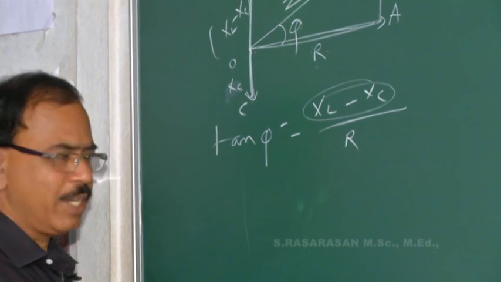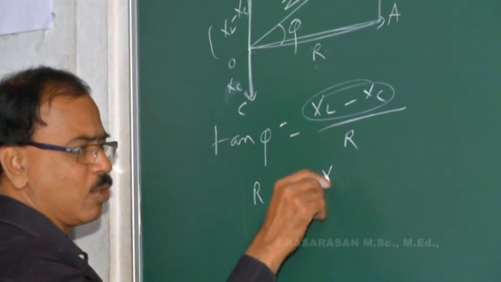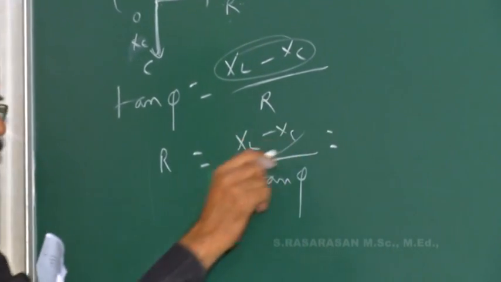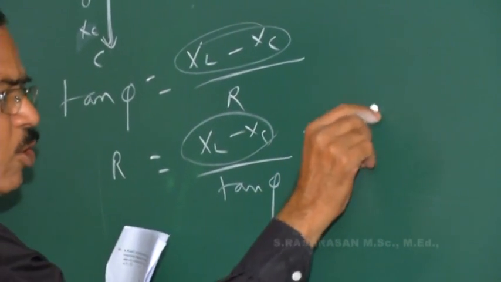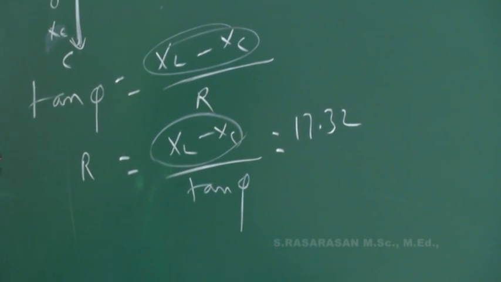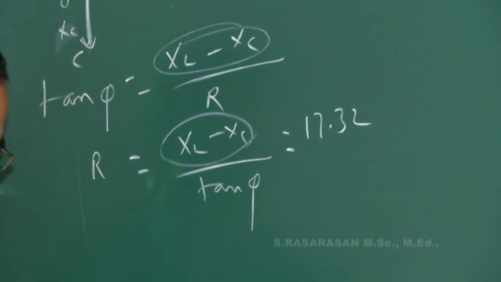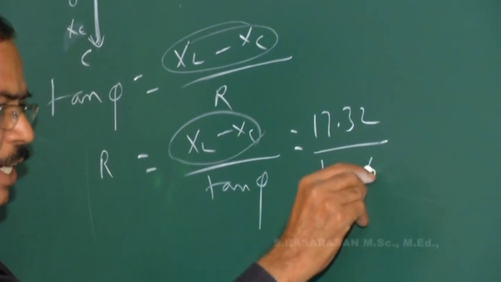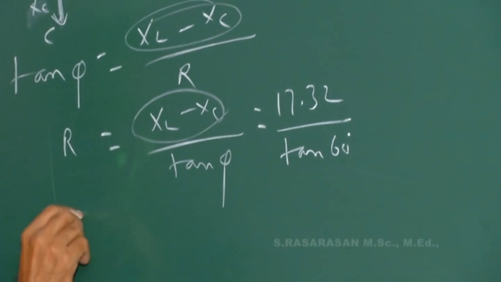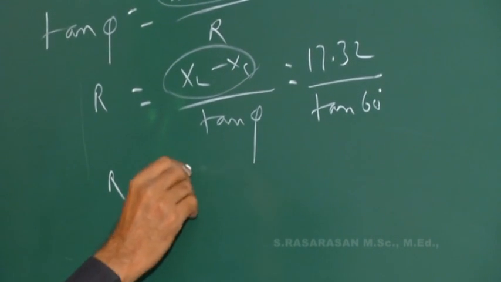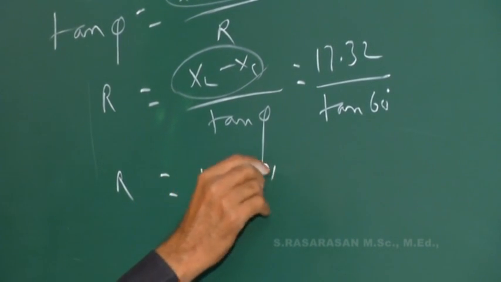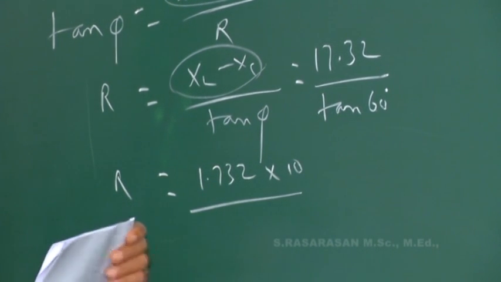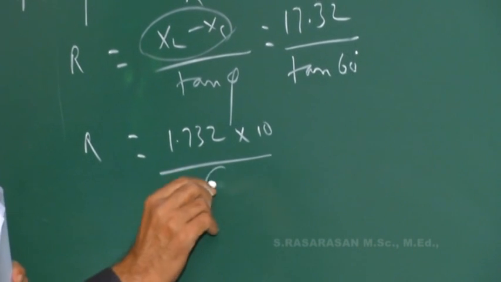ப்ராப்ளத்தில் கொடுத்துருக்காங்களே, what is resistance கேட்டிருக்காங்க ப்ராப்ளத்தில். So R is XL minus XC by tan phi. XL minus XC is given as 17.32 ohm. Net reactance is 17.32 ohm and phase difference with the two is 60 degree, tan 60. What is the resistance? R is equal to 1.732 into 10 by tan 60. What is the value of tan 60? Yes, correct. It is root 3.